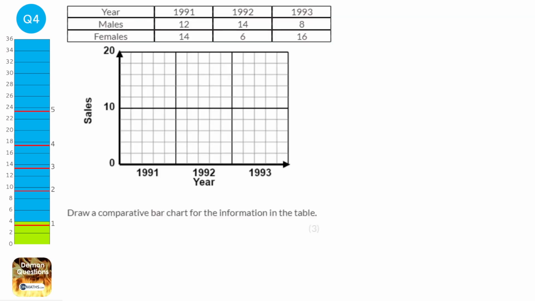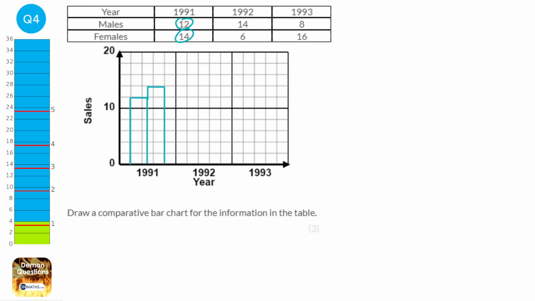A comparative bar chart is where you have two bars next to each other meaning different things. So it's probably easier just to start drawing it, and then we can talk about it as we go along. So we've got males here at 12, and so what we want to do is a bar that is 12 high, and these are going up in 2s, so it will be up here. There we go. And then right next to it we're going to do females, which is 14. And so what we're going to do is we're going to make this go up to 14.